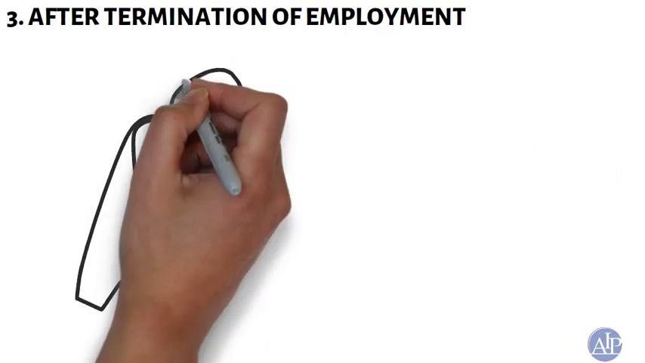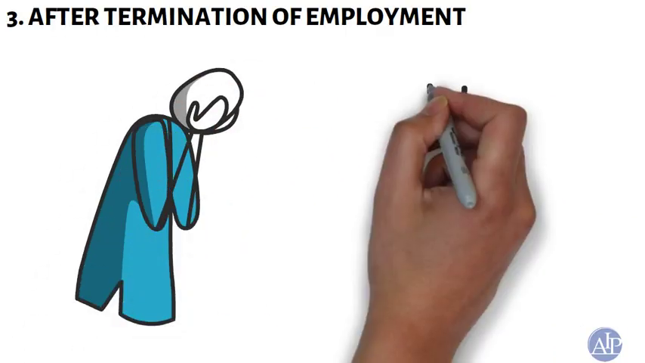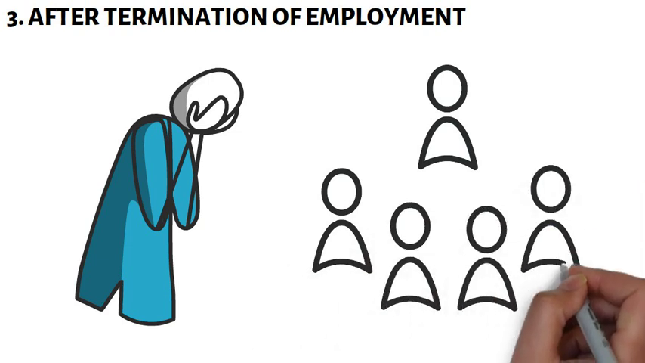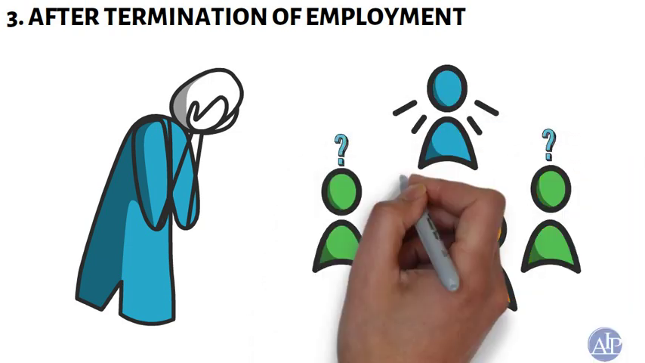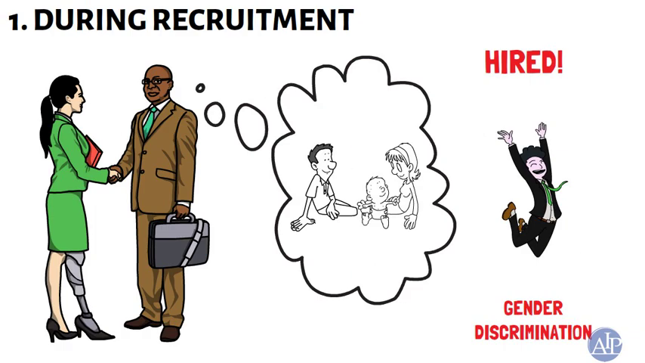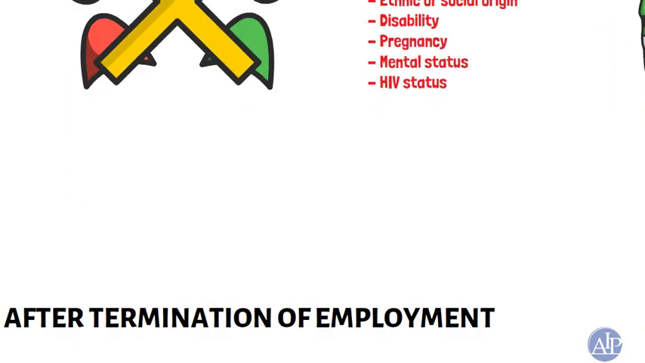3. After termination of employment. A commonly cited form of discrimination after termination of employment is providing negative references for former employees who raised a grievance against the employer during their employment. The foregoing is just a brief overview of matters from which discrimination may arise.